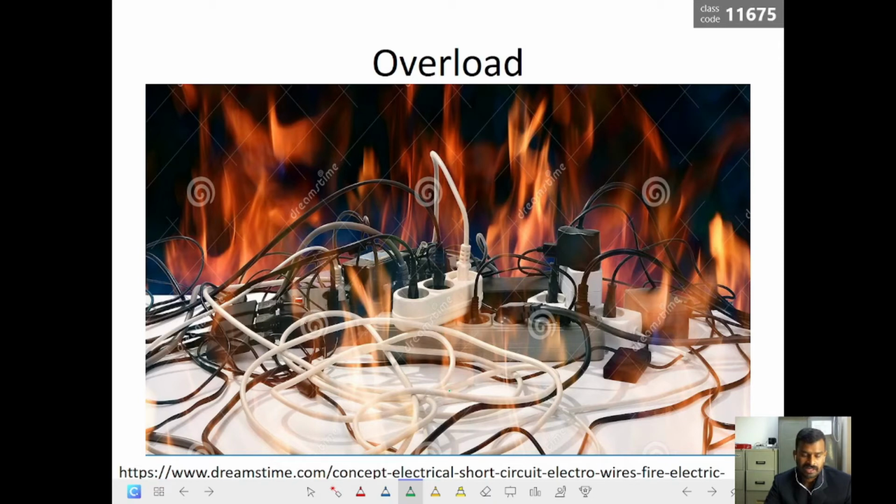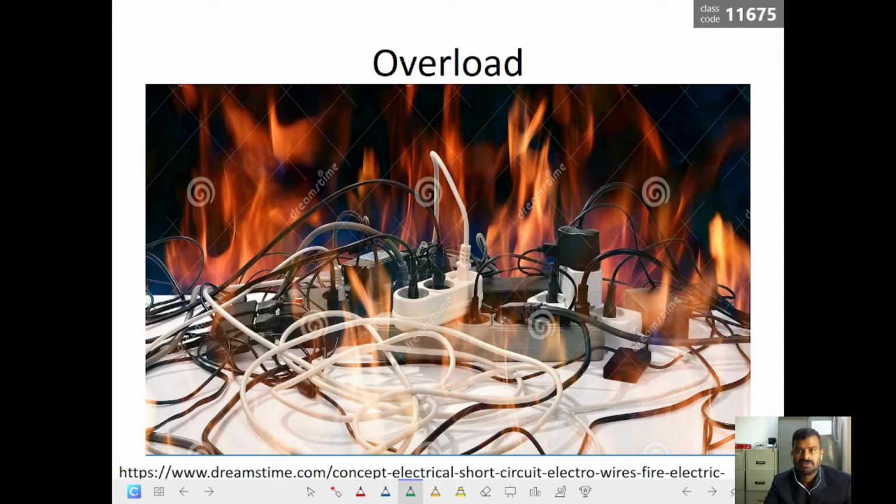During this time, the current may not be very high like a short circuit current, but the current would be greater than the rated current. Say for example, you have a rated current of 10 amperes for the motor, and you have connected a load which would need almost 12 to 15 amperes of current.